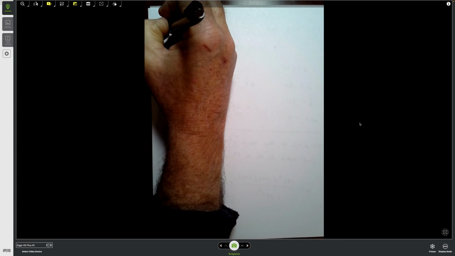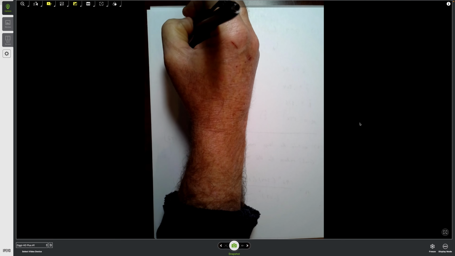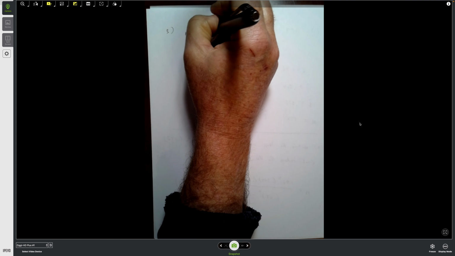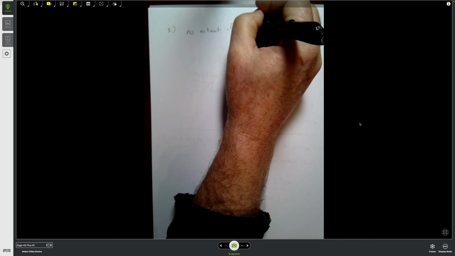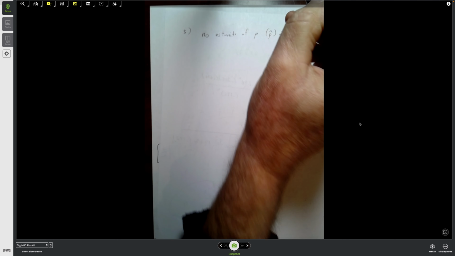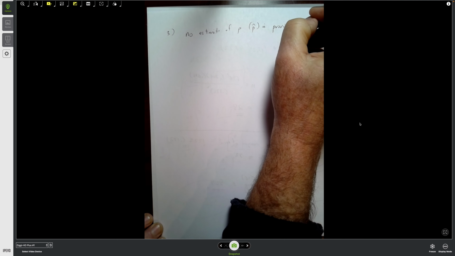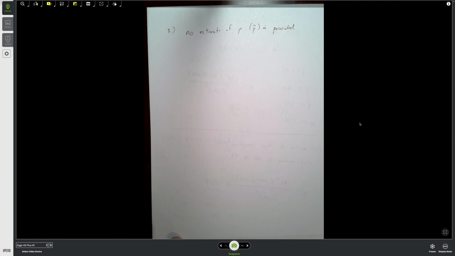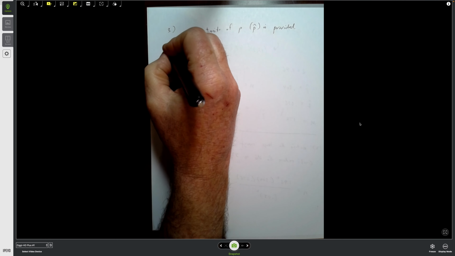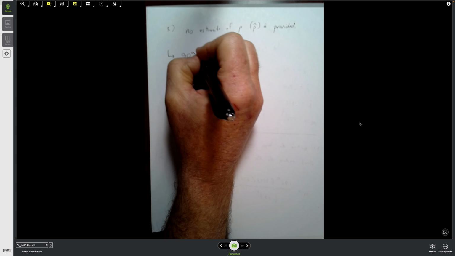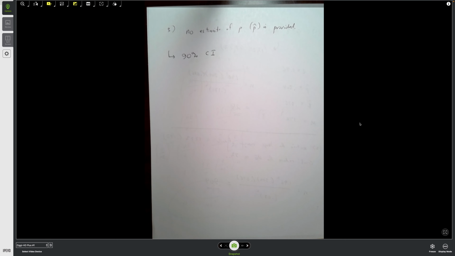Now, the third type of problem that we get into is where absolutely nothing is known. And so with nothing being known, we have to take a little different approach. So no estimate of p, which of course would be our p hat, is provided. So what sample size would we need? So let's say that we have a desired 90% confidence interval. Just change things up a little bit.